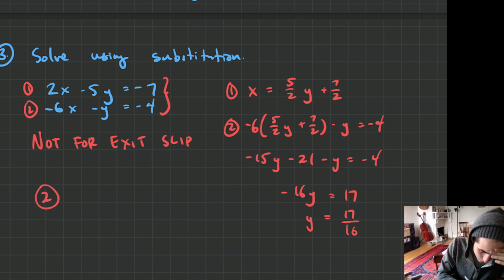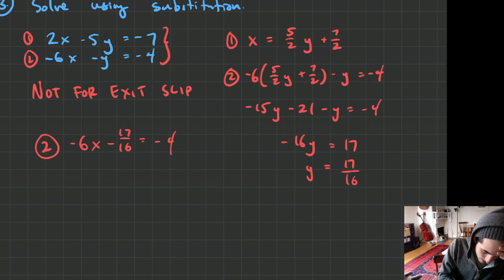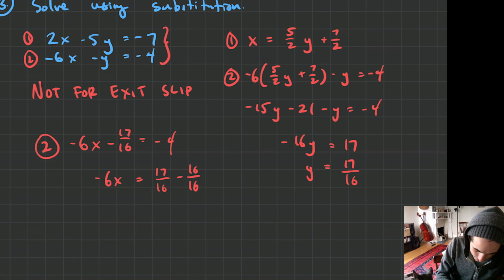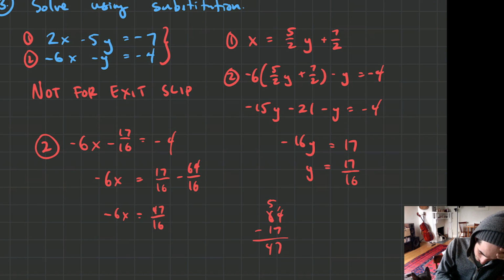So now we'll plug this into equation 2, and I'm going to get negative 6x minus 17 over 16, because that's what y is, equals negative 4. And I will add 17 over 16 to both sides. So this gives me negative 6x is equal to 17 over 16 minus 64 over 16, since 16 times 4 is 64. So negative 6x is equal to 17 minus 64, which is negative 47 over 16, and then divide both sides by negative 6.